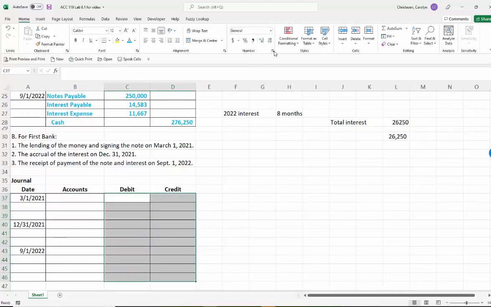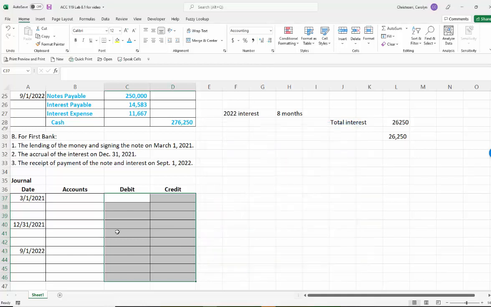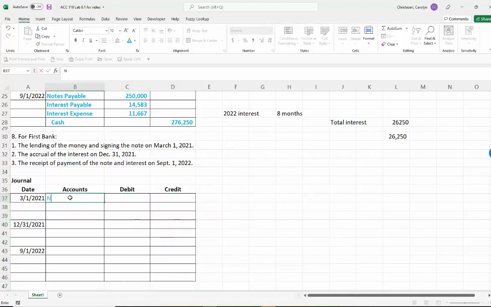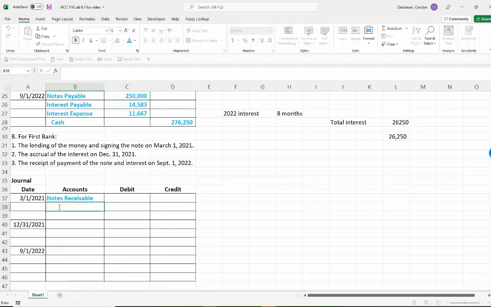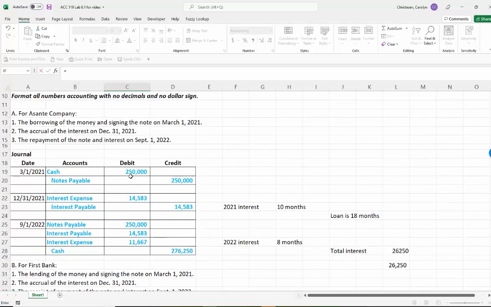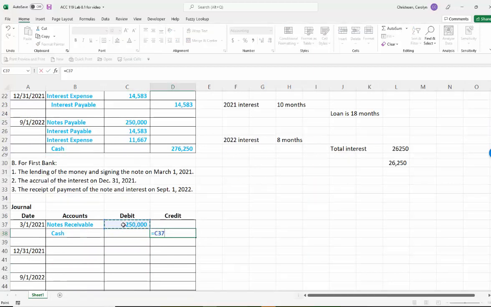again, let me format these numbers so we know that they are accounting. No decimals, no dollar sign. Okay. All right, so the bank has a note receivable. All right, let me make sure these are all formatted the same as the other ones. Okay, and when the loan was made, the bank credited cash for the $250,000. Let's reference it back to here. Okay, so the bank is paying out cash and it has a note receivable on its balance sheet because Asante Company owes it the money. All right, and they paid out the cash.